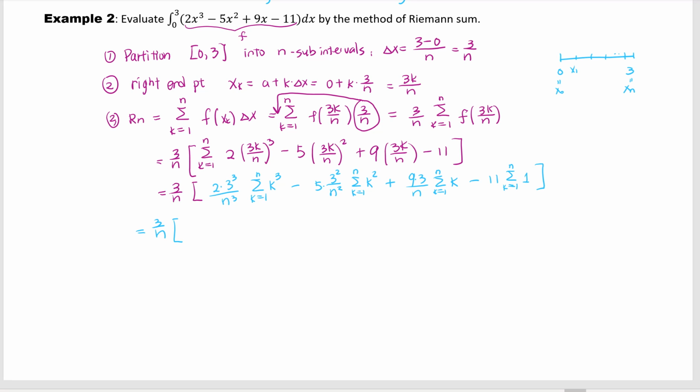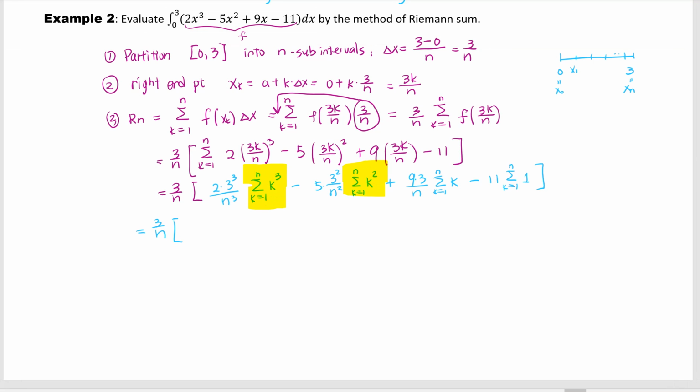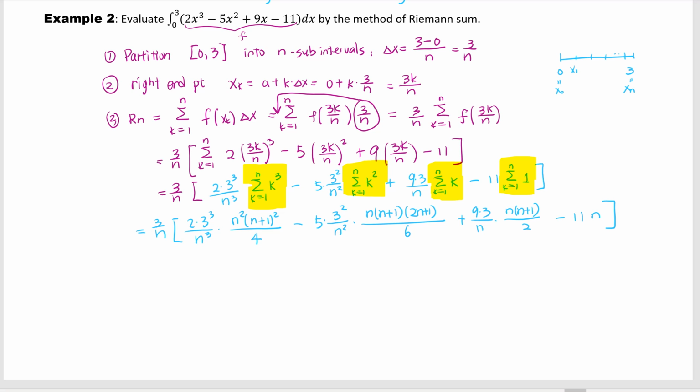So now we can use our formula. We have the formula: sum of k cubed, sum of k squared, sum of k, and sum of 1. Let's plug it in. Do you remember what that is? I hope you can remember. So here, 3 cubed over n cubed, that is n squared, n plus 1 squared, all over 4. Next, that is n plus 1, 2n plus 1, all over 6. Next, 9 times 3, and sum of k is n plus 1 over 2. Sum of 1 is n. Yes.